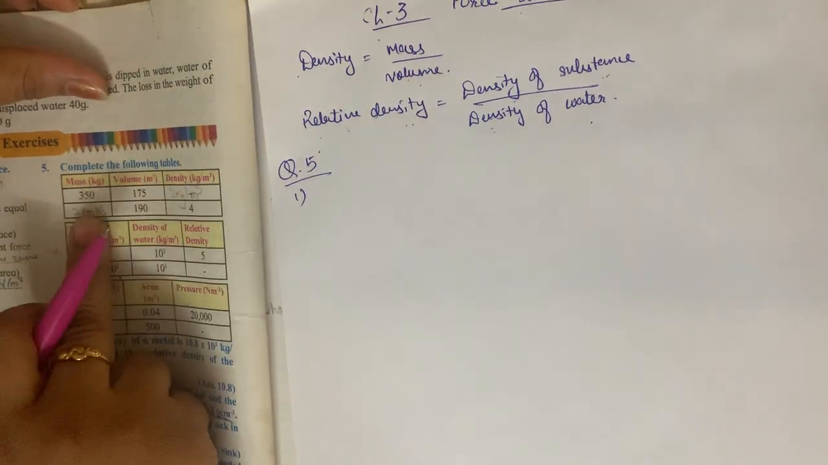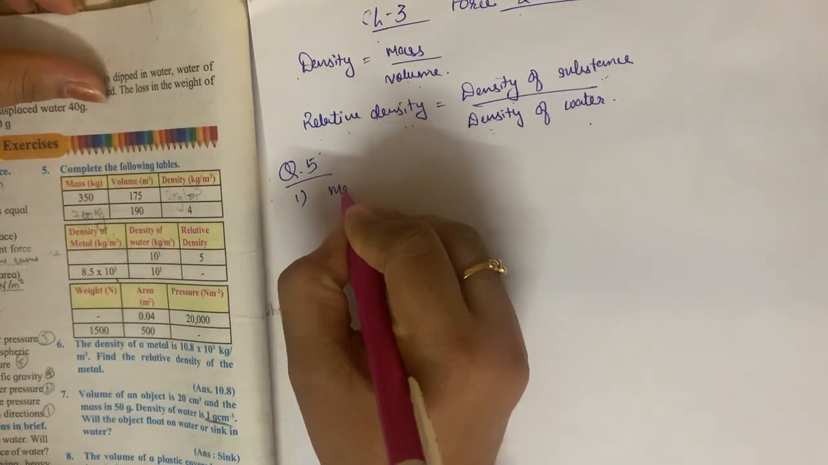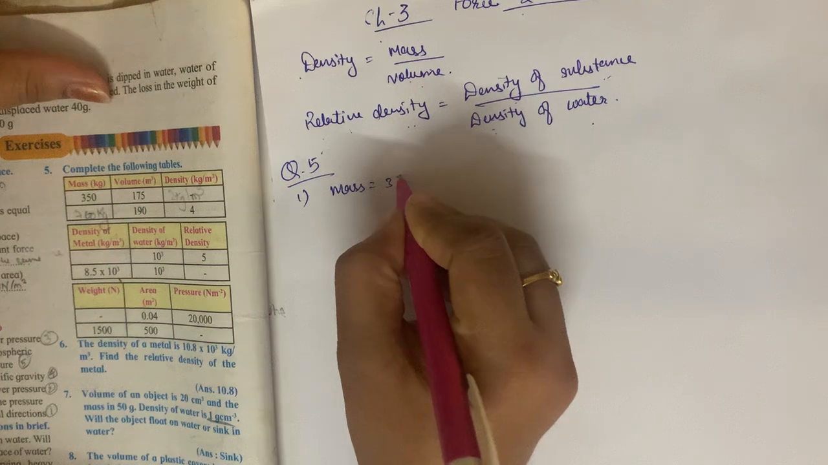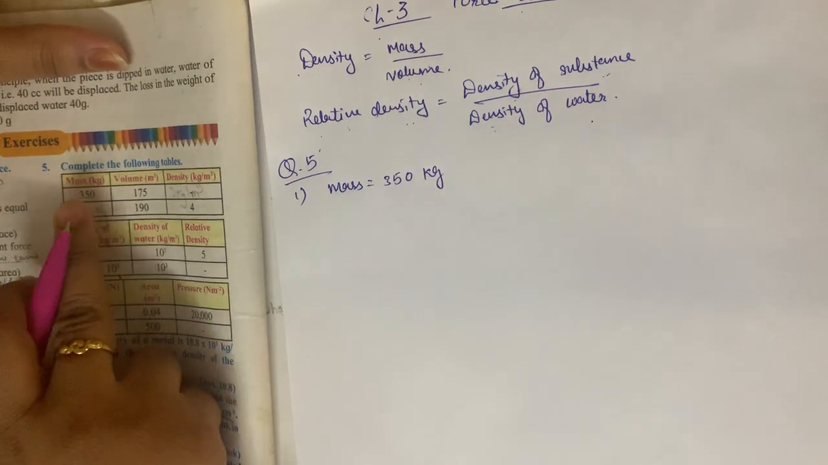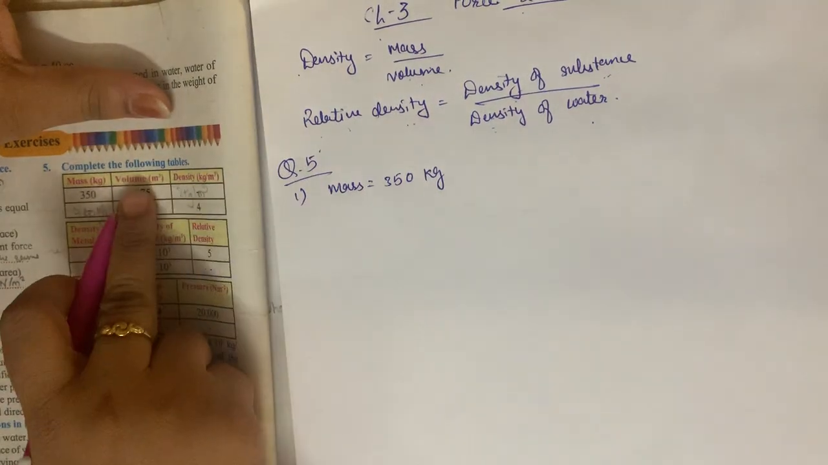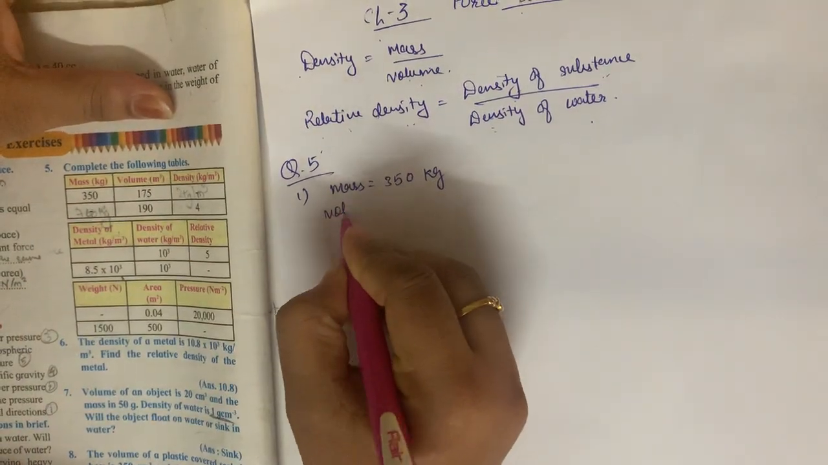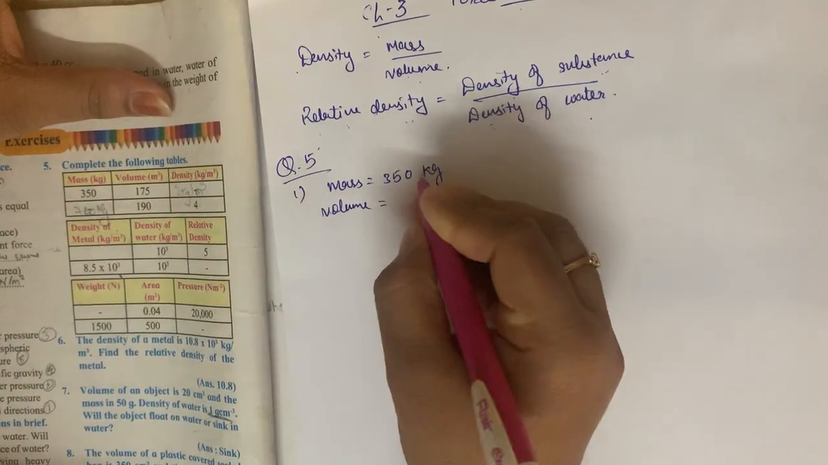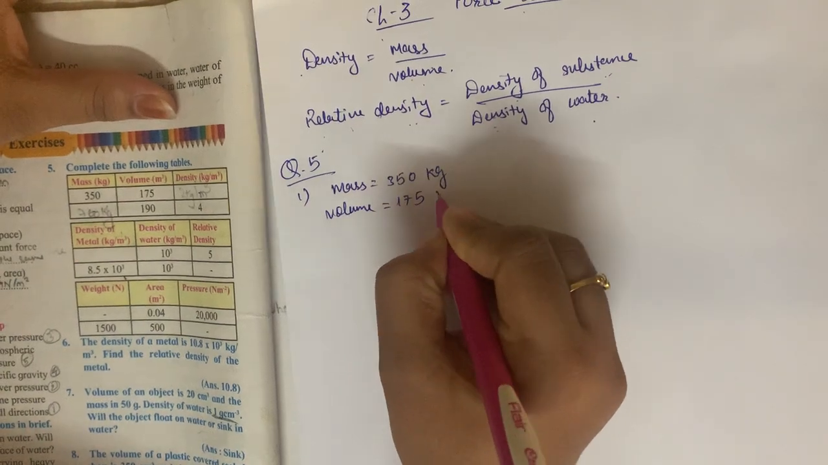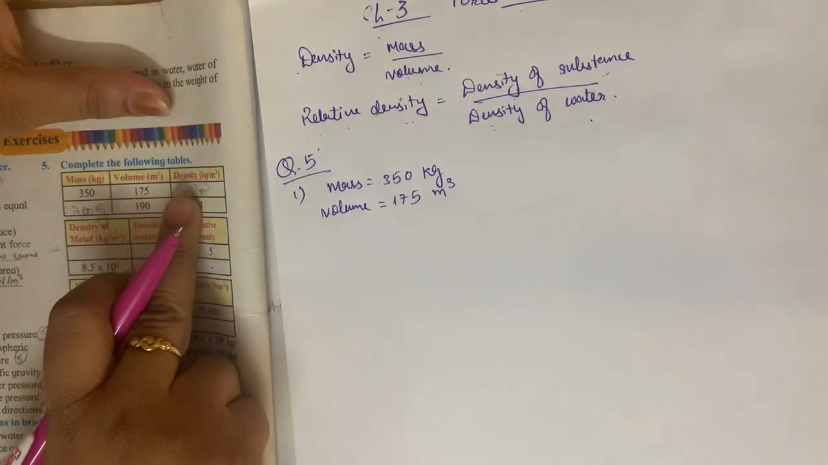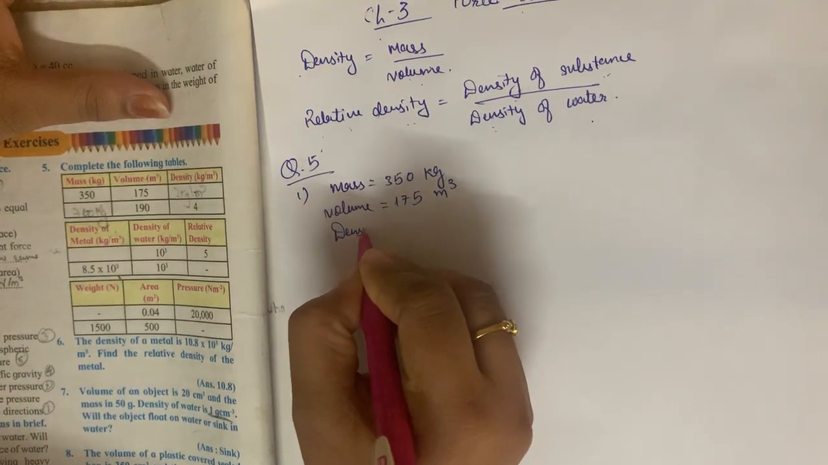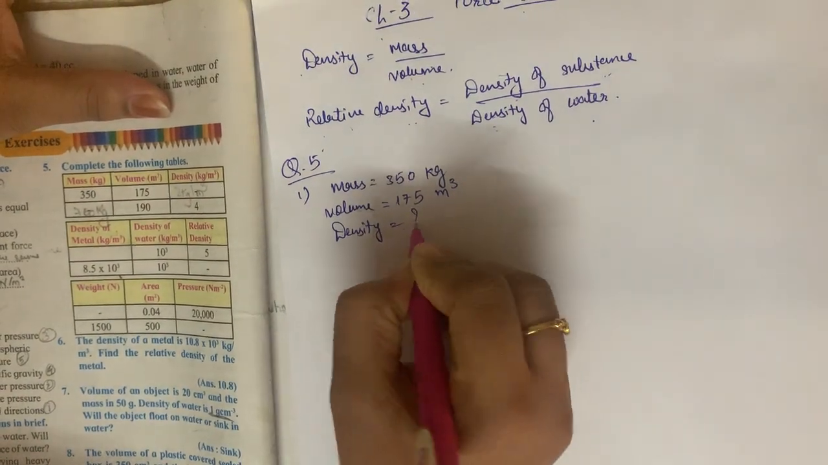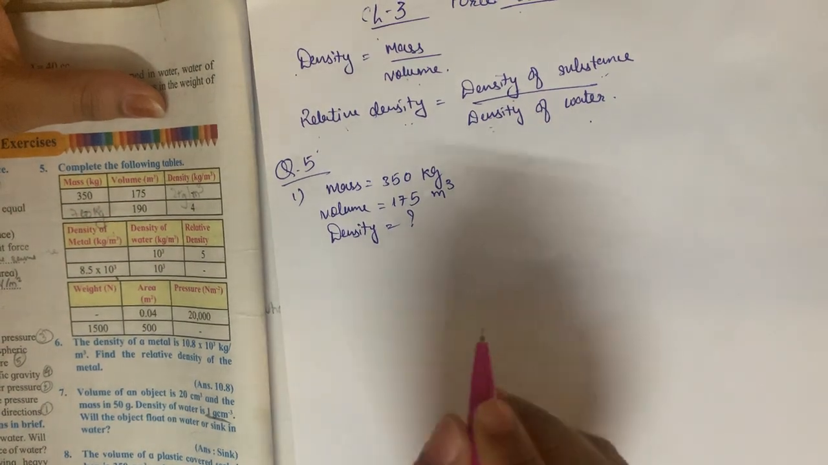First one, the mass is given, that is 350. You can also write the unit if you want. Volume is given, that is 175 meter cube. Then what you have to find out, that is density. So you have to write what is density. So this is the given part.